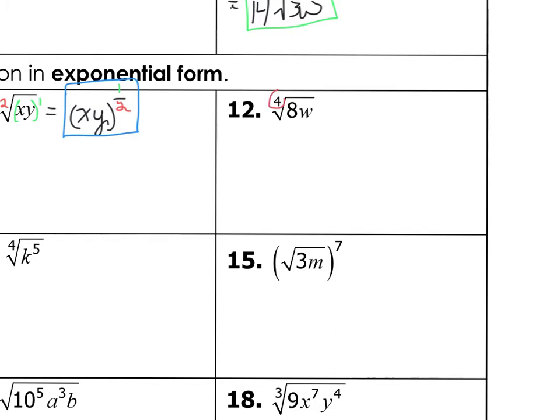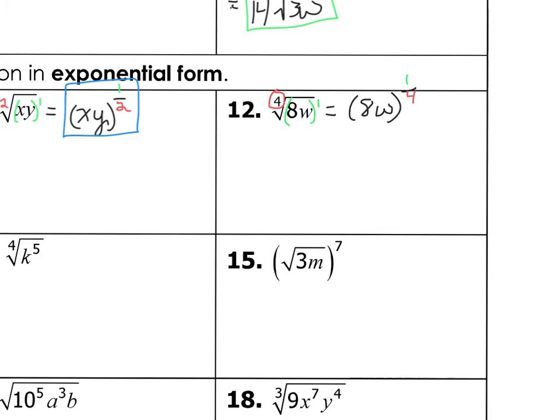So for this one, 4 is our index. And for right now, you can consider 8w raised to the first power. I'm going to show you a different way that you could view it in a minute. But for right now, you could take that whole, and I got to put it in parentheses, 8w, and you're going to raise it to a fractional exponent. So the index is 4, so that becomes your denominator, and the numerator is 1. So in this particular case, I would probably accept that as an answer.